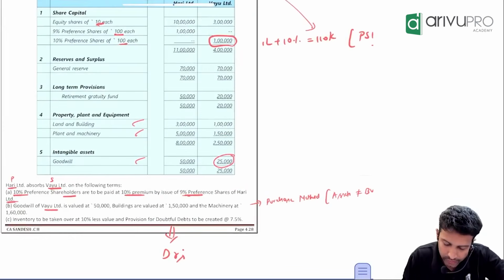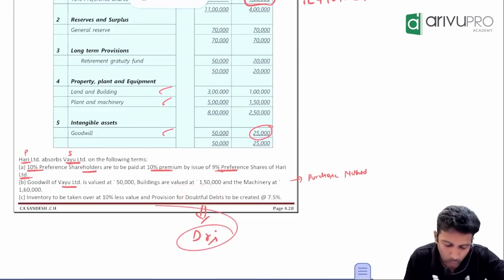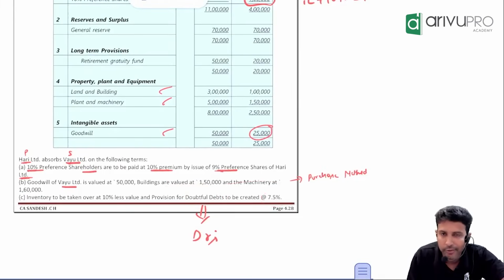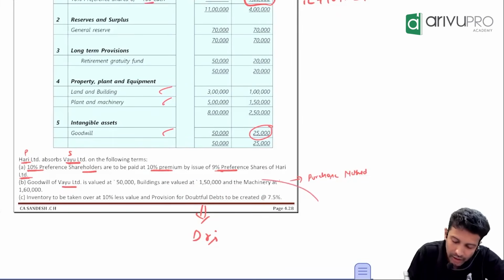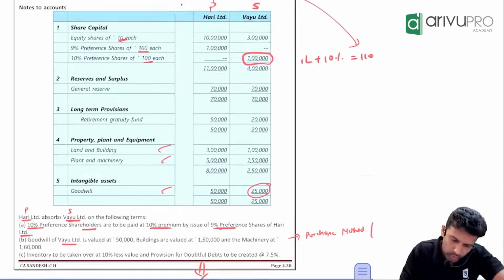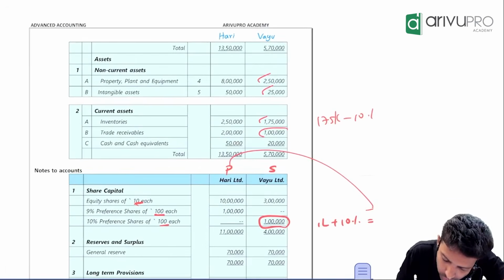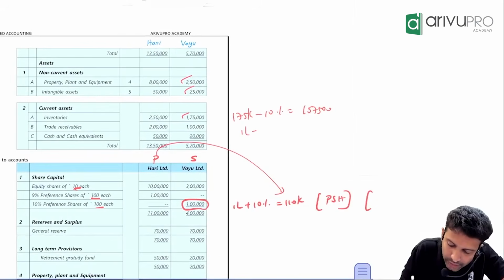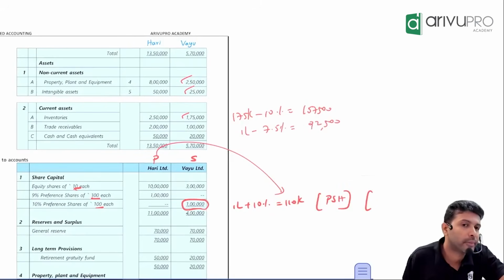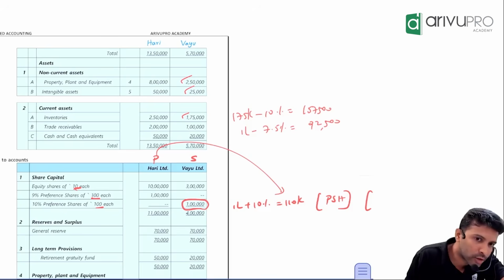All right, next. Provision for doubtful debts is made on what? Debtors. How much provision are you making? 7.5%. What is the meaning of this? Are you taking over debtors at book value or 7.5% lower? Lower. What is the debtors' value? 1 lakh. That means are you taking it over at 1 lakh or 7.5% less? So that will be 92,500. Yes, every value is okay.